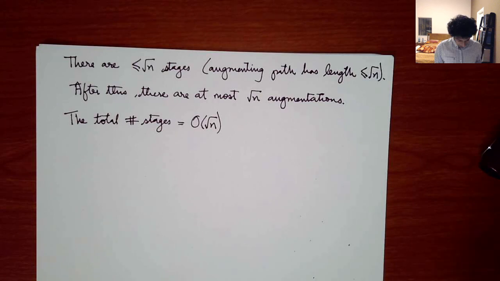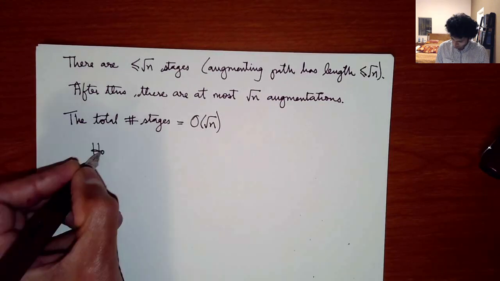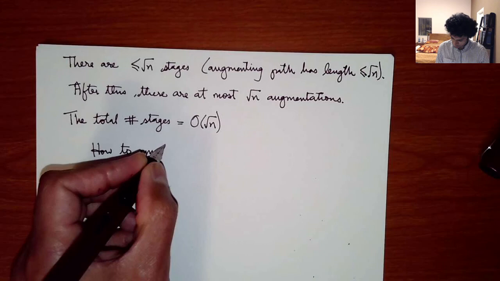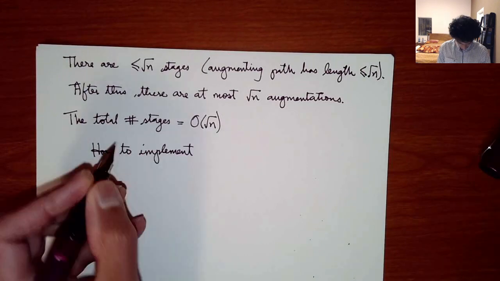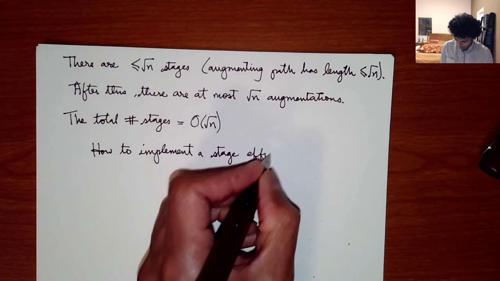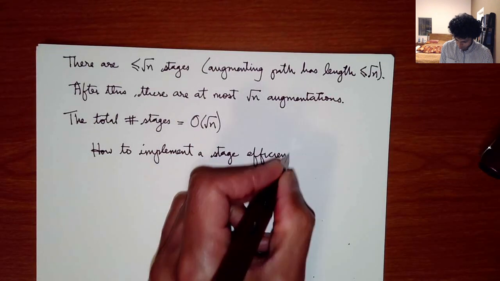Now this doesn't really give an algorithm yet, because the question is how to implement a stage efficiently.